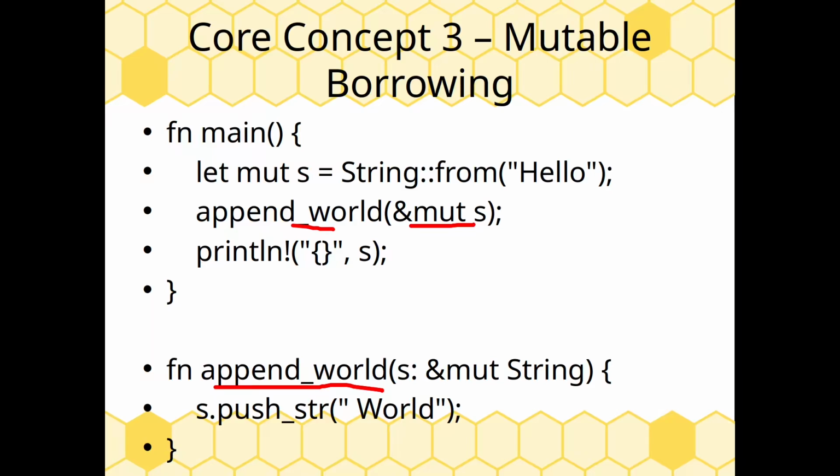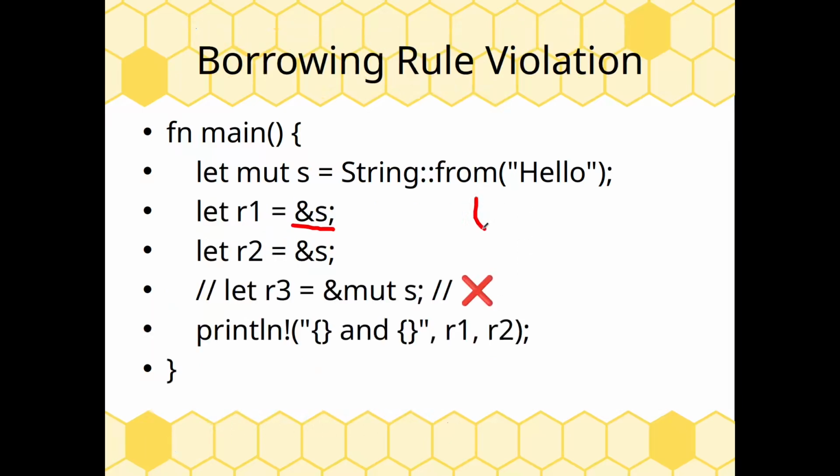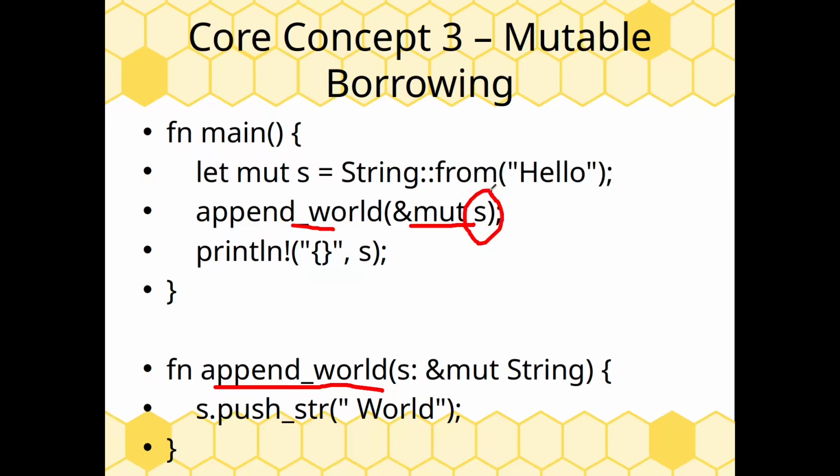So mutable borrowing, the previous one was immutable borrowing. Now we can give the access to write the value inside the variable. That means by giving ampersand mut s value to append world, we are giving write access to the s value to the append world function. By that, it can add world after hello, and if you try to print this s, you can find hello world has been printed.